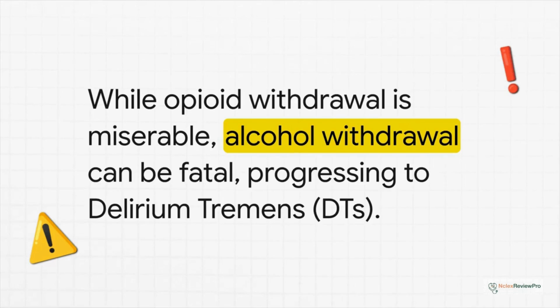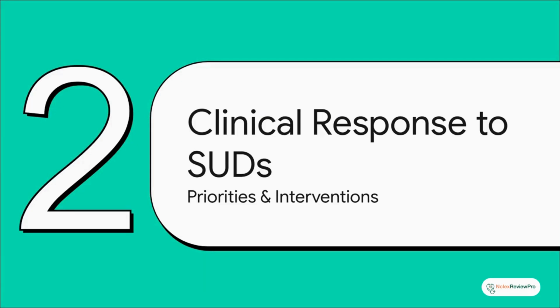And this brings us to an absolutely crucial point, one you cannot forget. While opioid withdrawal feels like the worst flu of your life, and it is truly awful, it's not typically going to kill you. Alcohol withdrawal, on the other hand, is in a completely different league. It can progress to something called delirium tremens, or DTs, which can cause seizures, cardiovascular collapse, and yes, it can be fatal.